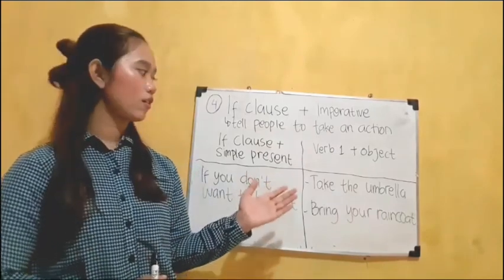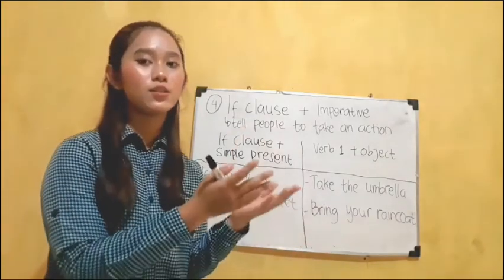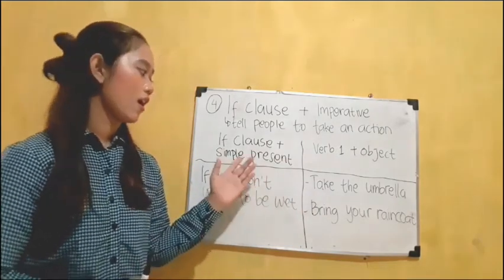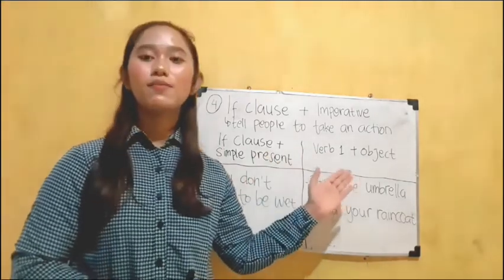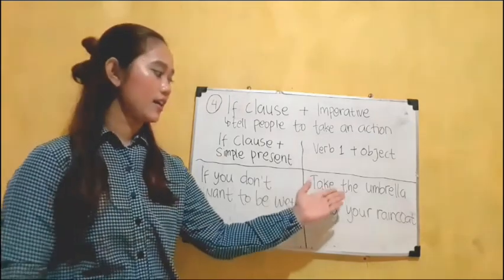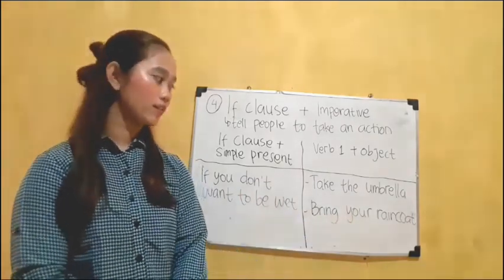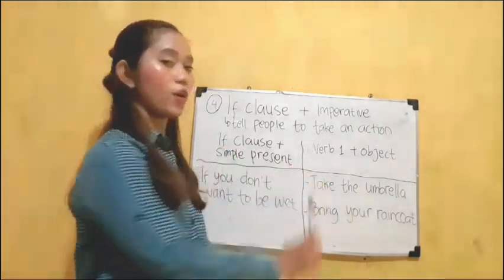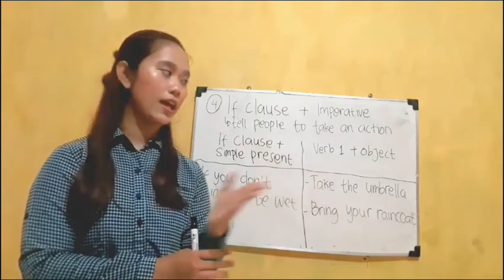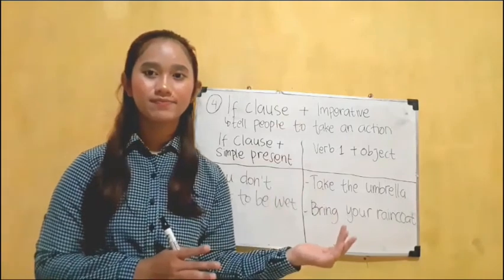Okay, the next type is if clause plus imperative. This is used to tell people to take an action. So if you want to tell people or to advise people to take their action, you can use this conditional clause. If clause plus simple present and followed by verb 1 plus object. For example, if you don't want to be wet, take the umbrella. Or if you don't want to be wet, bring your own raincoat. So remember, use the verb 1 or verb base. Don't use verb past or verb 2, verb 3 and verb ing. We just use verb 1 and then the object. Do you understand?